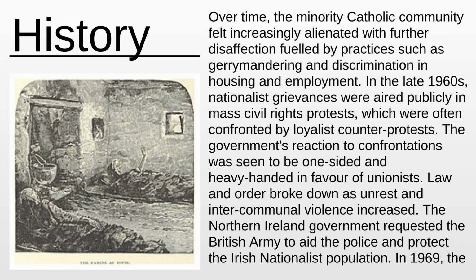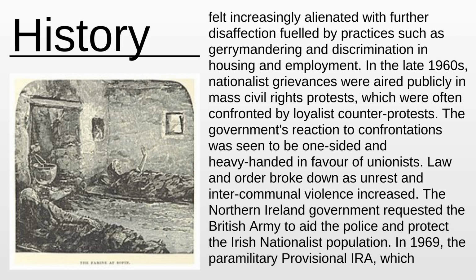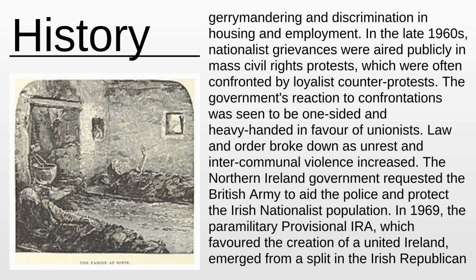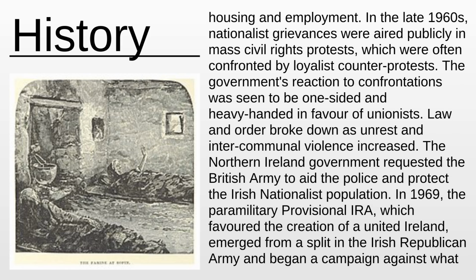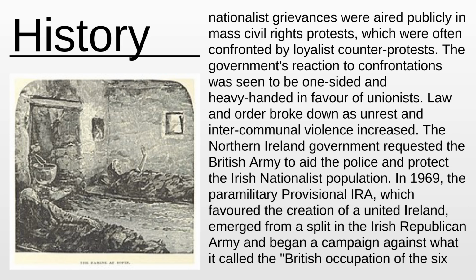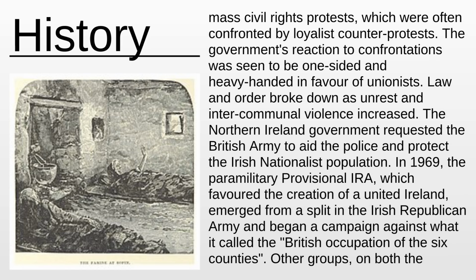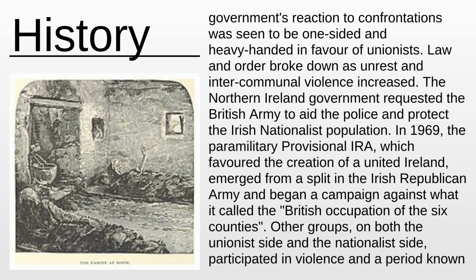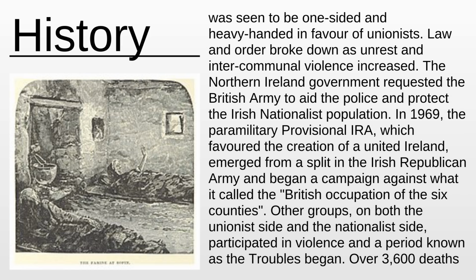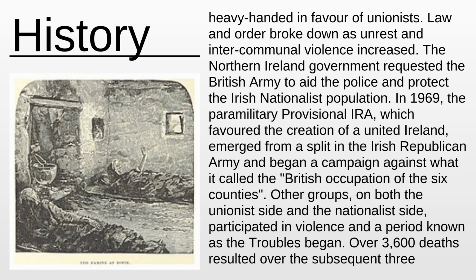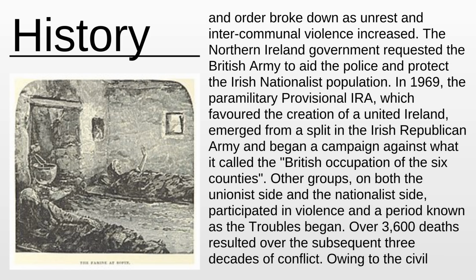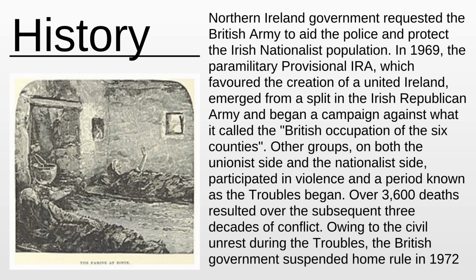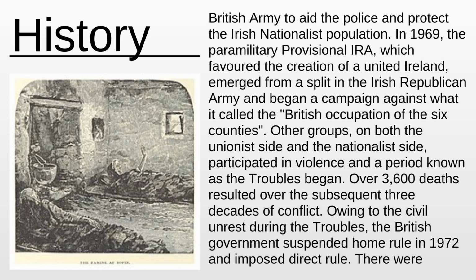Over time, the minority Catholic community felt increasingly alienated with further disaffection fueled by practices such as gerrymandering and discrimination in housing and employment. In the late 1960s, nationalist grievances were aired publicly in mass civil rights protests, which were often confronted by loyalist counter-protests. The government's reaction to confrontations was seen to be one-sided and heavy-handed in favor of Unionists. Law and order broke down as unrest and intercommunal violence increased. The Northern Ireland government requested the British Army to aid the police and protect the Irish nationalist population.